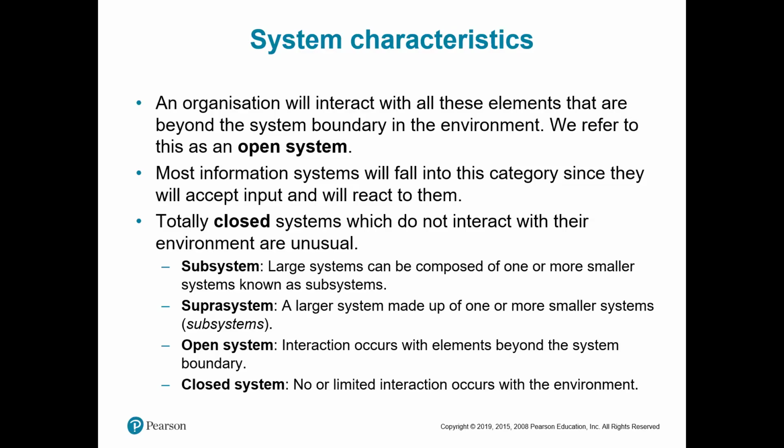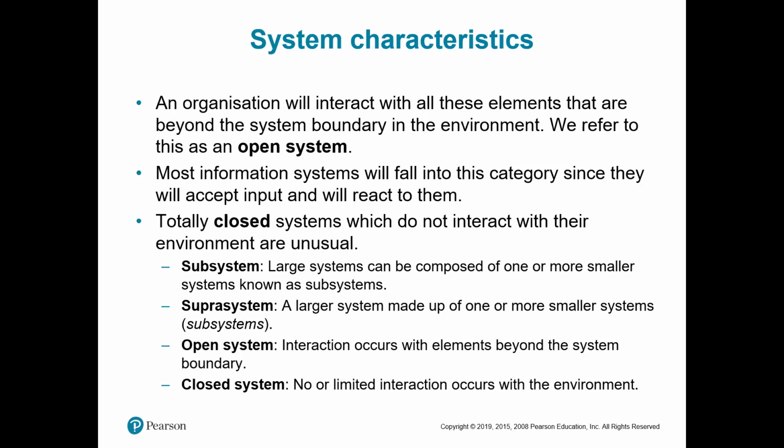Then we have the open system. Interaction occurs with elements beyond the system boundary. And that is the common type of information system that we have. The system interacts with the outside of the system, which is the environment, in order for the system to work effectively. And then the closed system, which has no or limited interaction with the environment.